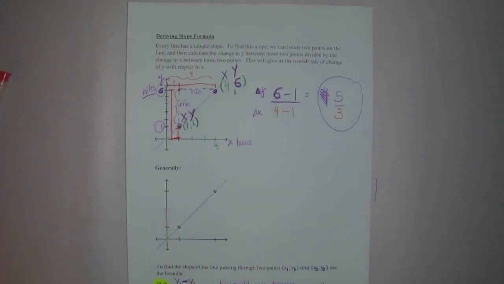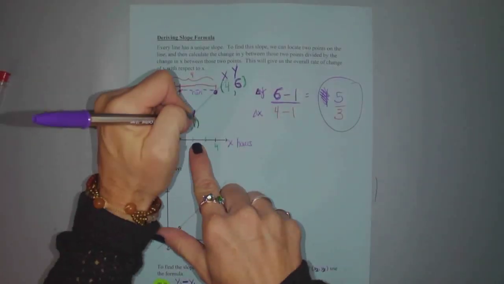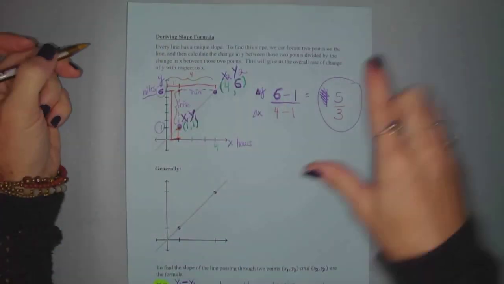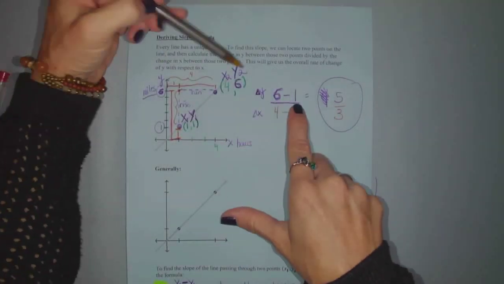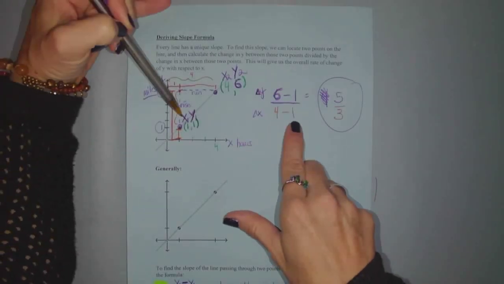And which one's which? Well, I always call the point on my left side, I give those the 1s, that's my first point, and my point out here on the right are my 2s. So I took y sub 2 minus y sub 1 and divided by x sub 2 minus x sub 1.